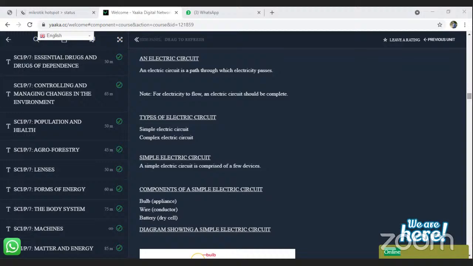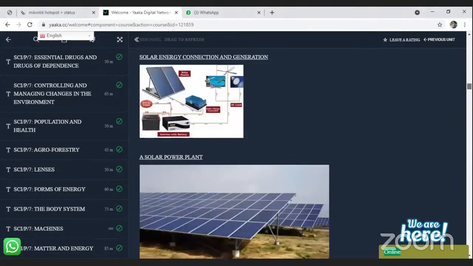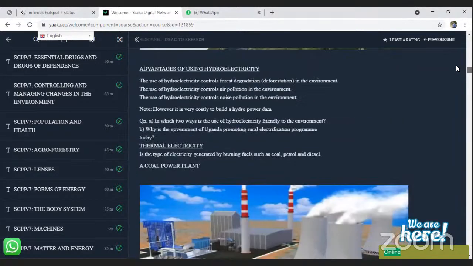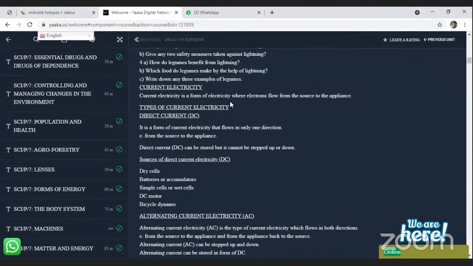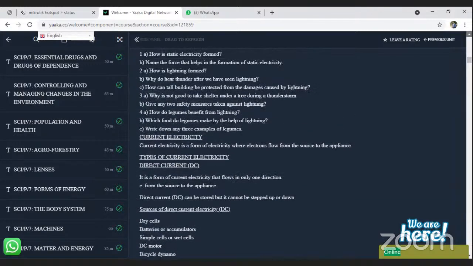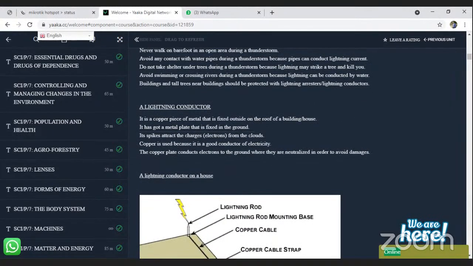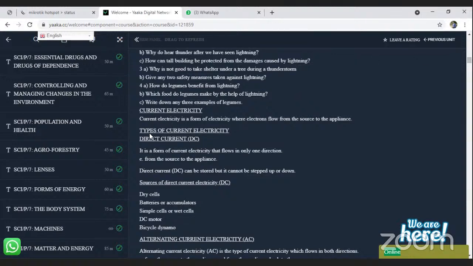Let's get back there, and then we see they're here. So we are still back. You can see from here. I think the things are supposed to be here, because we have, from here, types of current electricity.